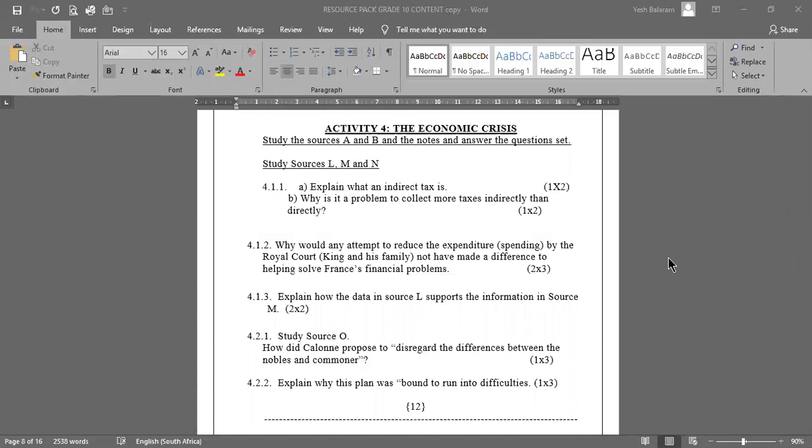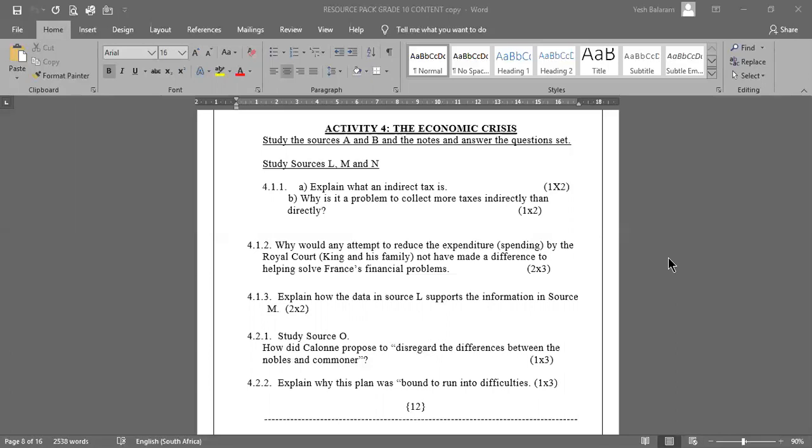The next question, explain how the data, now data or data is processed information in source L, supports the information in source M. What they're looking at here is the graph in source L showing you income and expenditure talks to you more in source M, in those pie graphs, the information there. 2 answers for 2 marks each. How does one support the other?